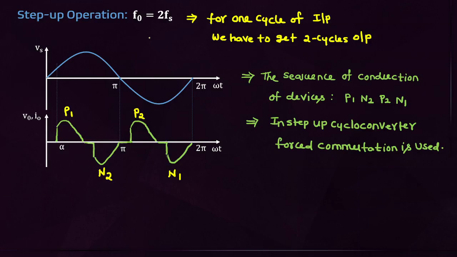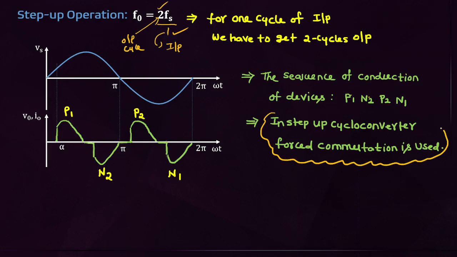Then you have to see the step up operation. F naught equals Fs. Here the denominator is 1. The denominator is always the input cycle, I told. This coefficient is the output cycles. Simply you can remember like this: how many input cycles? 1 input cycle. How many output cycles? 2 output cycles. Then we have to make the devices like this. Then what is the sequence of conduction? P1, N2, P2, N1. In step-up cycloconverter, which commutation can we use, friends? Forced commutation we can use.